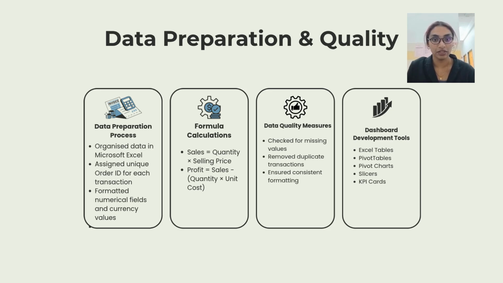Formula calculations were used to automate the analysis. Sales were calculated using quantity multiplied by selling price, while profit was calculated by subtracting product cost from sales revenue. To ensure data quality, the dataset was checked for missing values, duplicate transactions, and formatting inconsistencies. After validation, Excel tables, pivot charts, KPI cards, and slicers were developed to support dashboard analysis and interactive reporting.